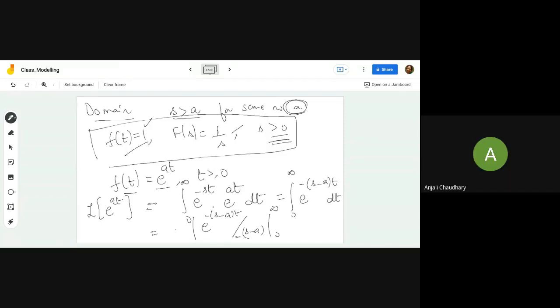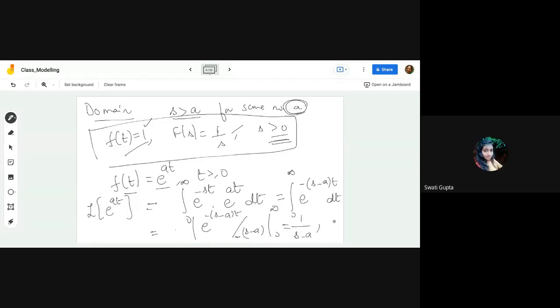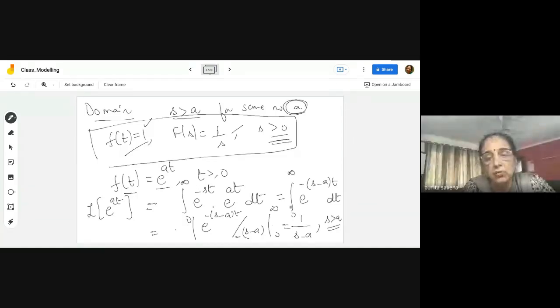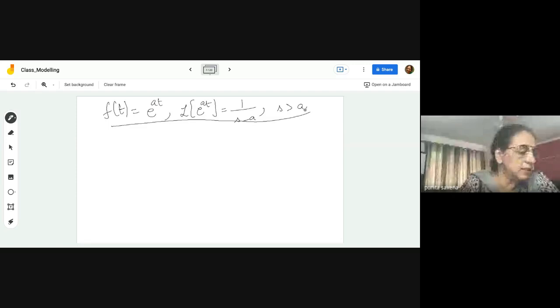1 by s minus a. But that limit exists for, what is the condition on s then? S is greater than a. Right? So that means now we have another result: if f(t) is e to the power at, then the Laplace transform of e to the power at is 1 upon s minus a for s greater than a. So this becomes your second result.